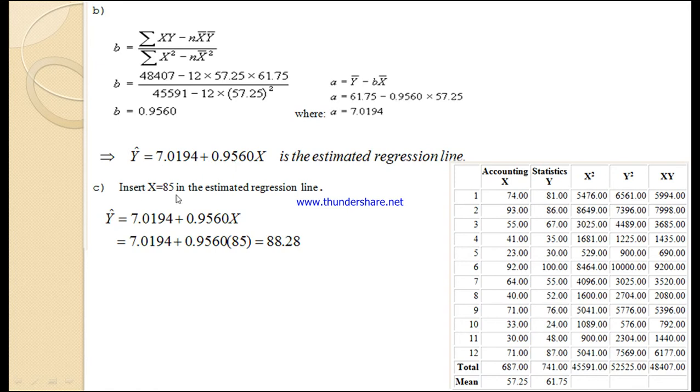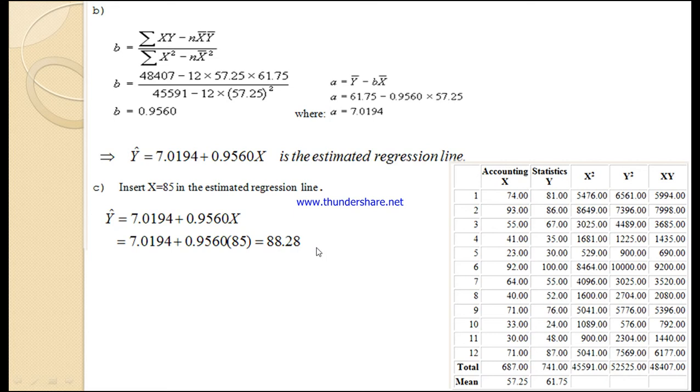When the value of x is given as 85, the estimated regression line will have the value of 88.28. This is obtained by substituting the value of x, 85, instead of x in the estimated regression line equation. Therefore, y hat is equal to 7.0194 plus 0.9560 times x. The value of x is given as 85. Therefore, finally we obtain 88.25.